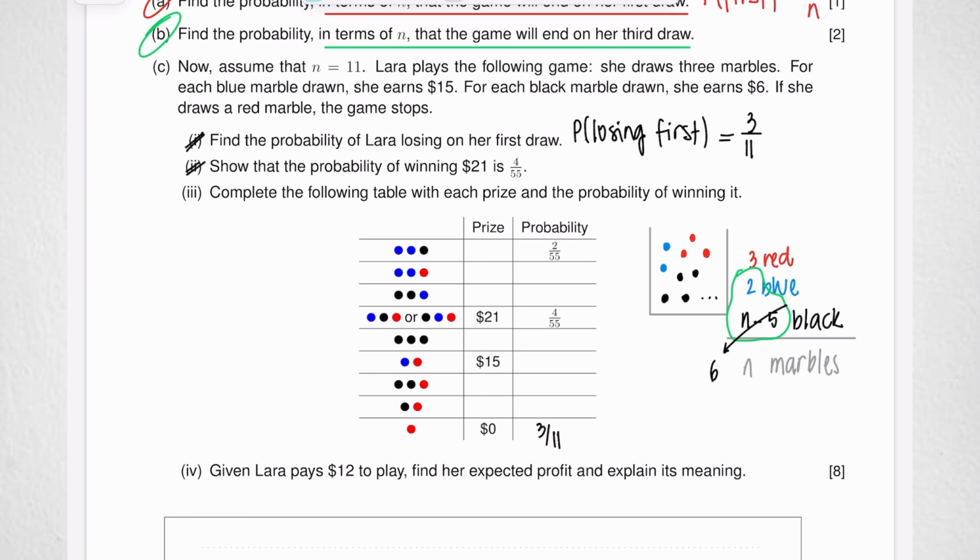Now for question 2i, we need to show that the probability of winning $21 is 4 over 55. So we're verifying this result, which is already on the table.